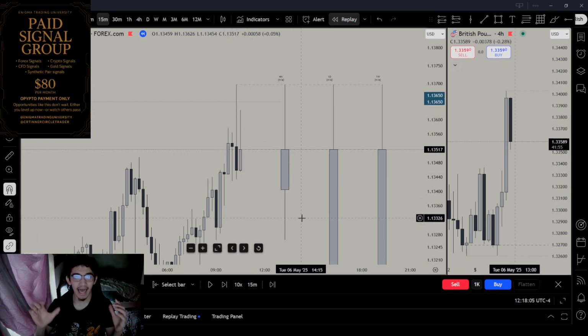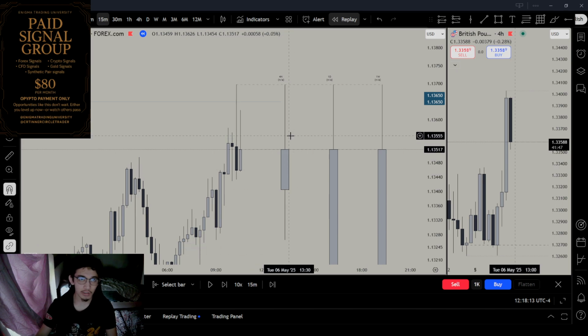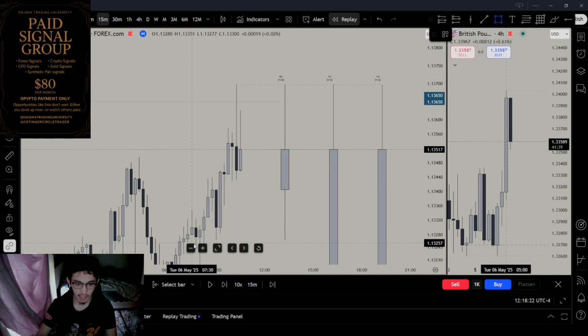Now we're going to add that up with the market profiling, such as expansion, retracement, reversal, accumulation, manipulation, stuff like that. You see right over here, what did the market recently do? It recently did an expansion, retracement, and eventually the market did another expansion.